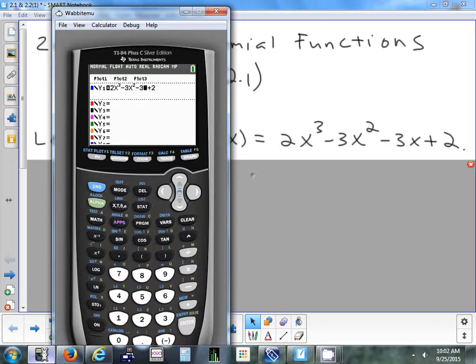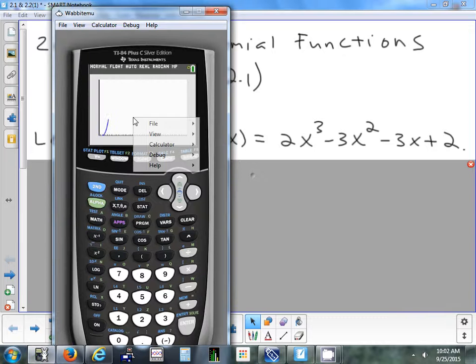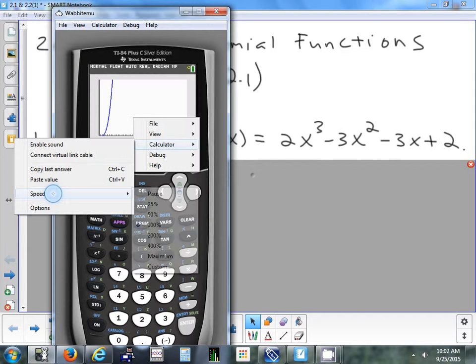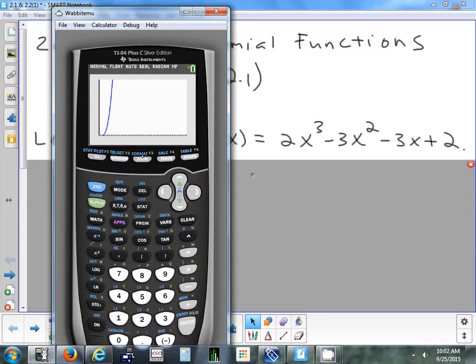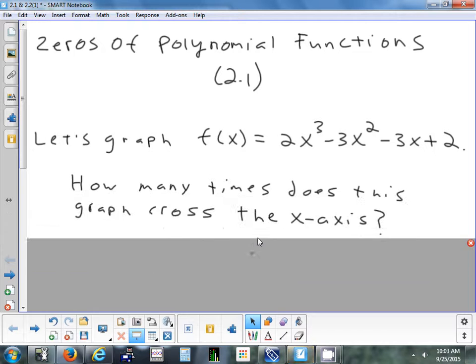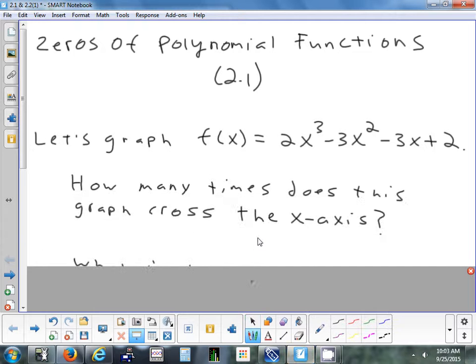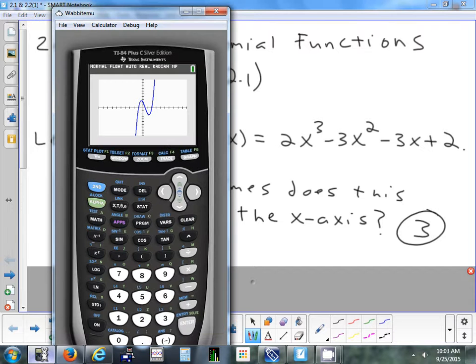All right, so let's take a look at our graph. And you know what? Let's do zoom 6 to get a better window on that. In this case, we can see that it does cross 3 times. So that's our first question: how many times does this graph cross the x-axis? 3 times.